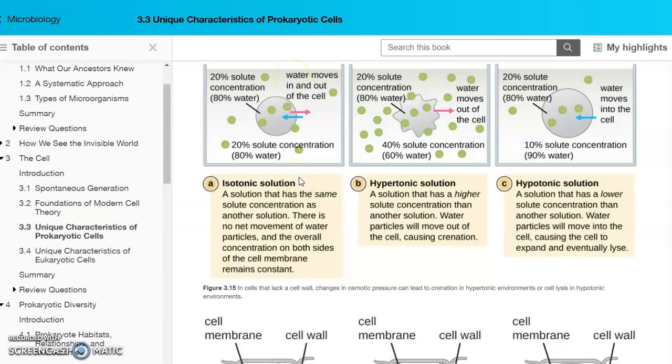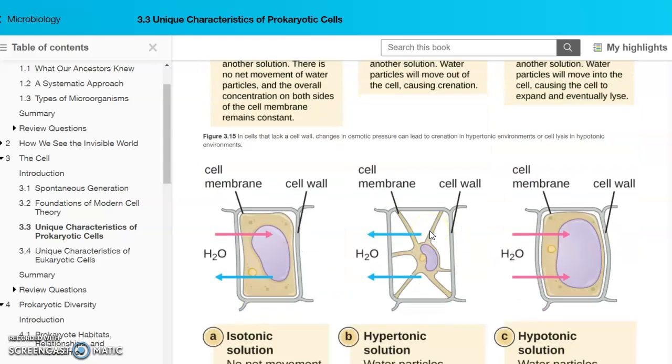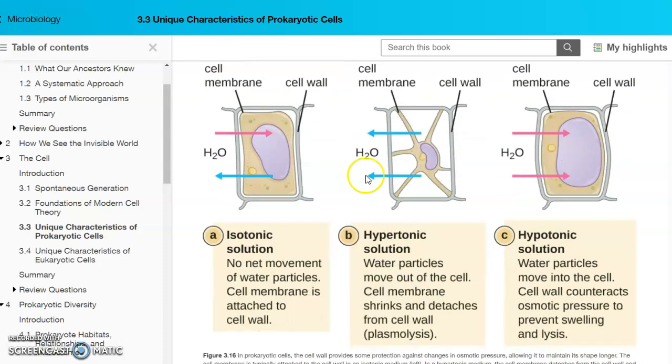Now, the cell wall helps to protect against this to some degree. Our eukaryotic cells, human cells, don't have a cell wall, so we have no protection really against these changes in osmotic pressure. But for cells that have a cell wall, there is some protection, and that's what's shown in this figure. In an isotonic solution, the cell membrane pretty much comes right up to the cell wall. We have no net movement of water. Water just flows in and out at will.